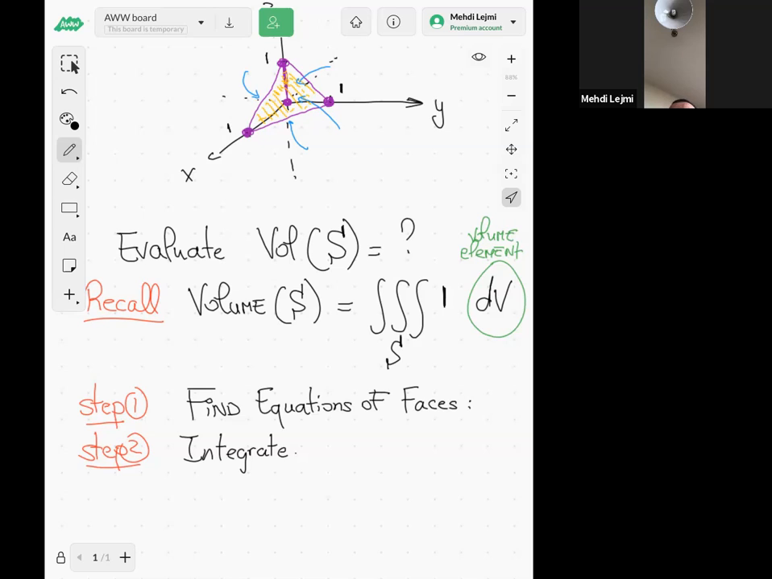I think finding the bounds is like solving 90% of the problem, especially for the triple integrals. The hard part is just finding the bounds. Integration, if you're really good with the integration stuff, wouldn't be a problem. But the hard part here is really finding the bounds.